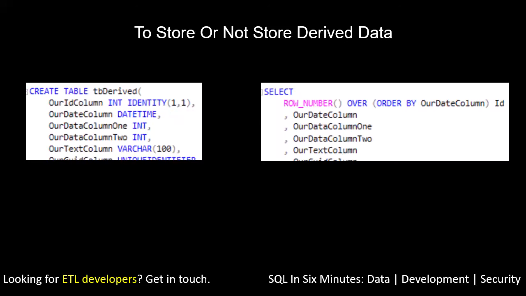Unless we're using some version that doesn't have it, and there are some environments out there like that, using much older versions of SQL Server, that would be something I'll look at. So these are just some considerations when it comes to storing or not storing derived data.